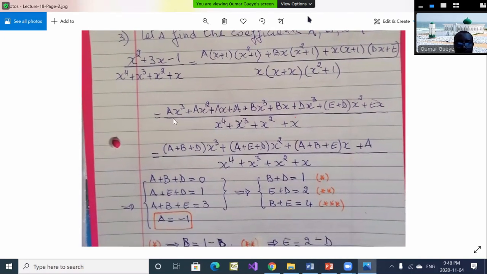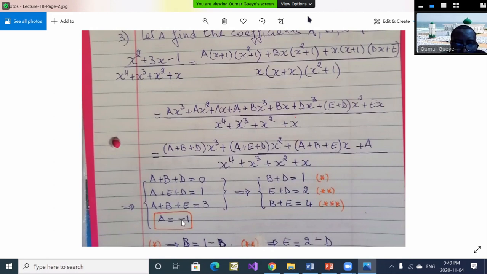And that's what it gives you. So you compare the two numerators. So this is equal to 0. This one should be equal to the coefficient of x squared from the left, which is 1. And the coefficient of x here should be equal to the coefficient of x here, which is 3. And the last term here should be equal to this last term.